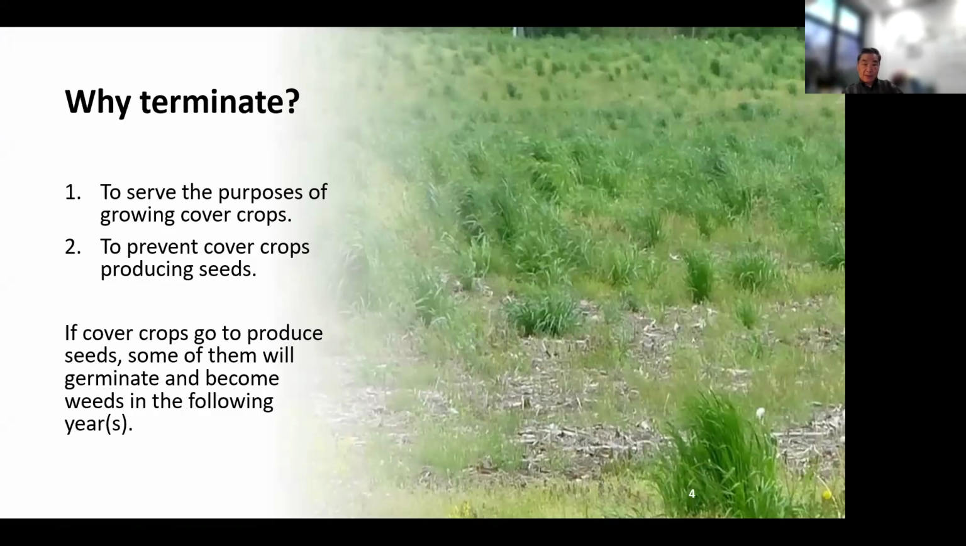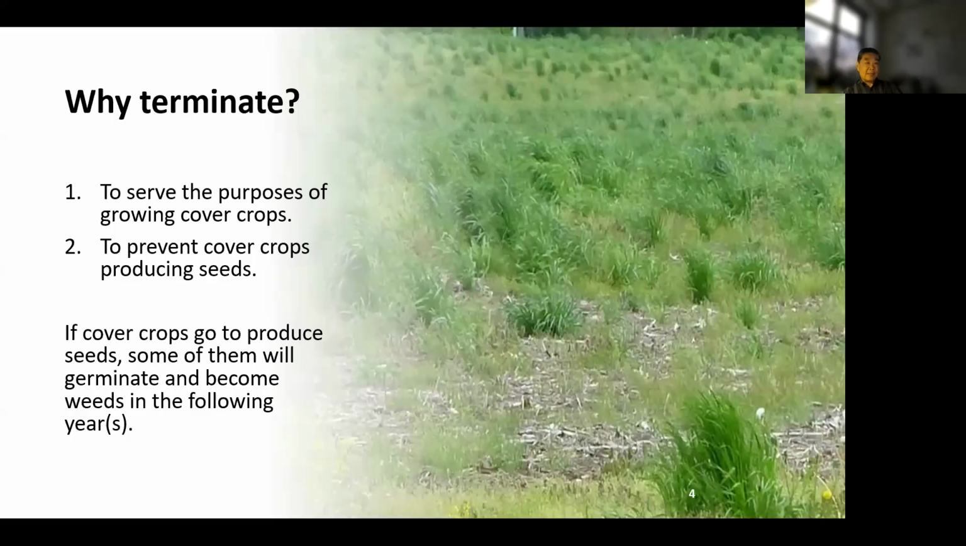And now we come back to termination of cover crop. Why do we terminate the cover crops? Well, the first reason is to serve the purpose of growing cover crops. What we want to do is to bring the benefits of this short season crop for a couple of months and then plow down, and that would prevent soil erosion and produce nitrogen for our next crop. And the second reason is to prevent cover crop from producing seeds.